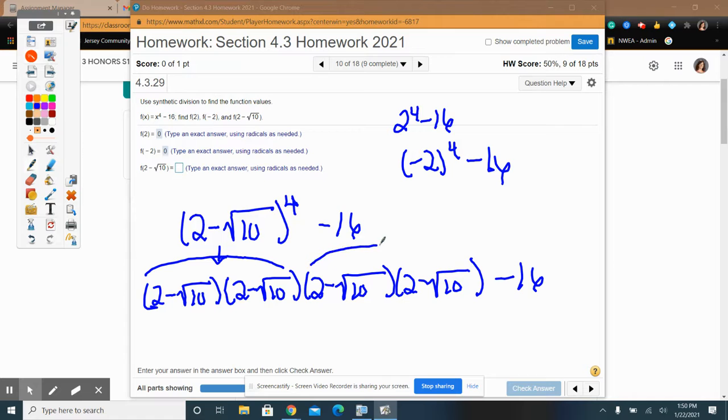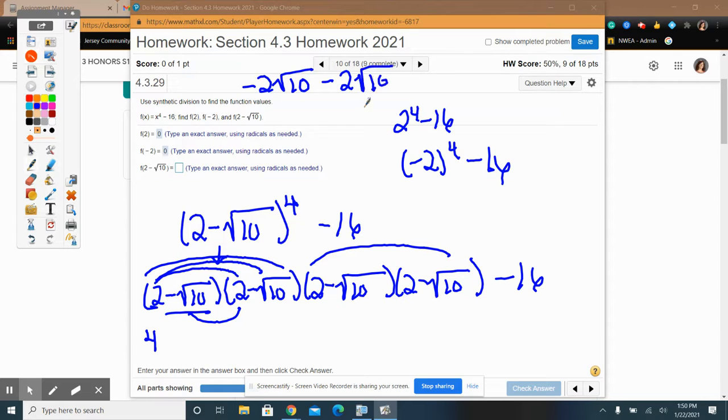Now we're lucky though, because they're 4 of the same, I can just do 2 of these and I'll know that these two are going to be the same thing. So let's just do 2 at a time. 2 times 2, we're going to double distribute. 2 times 2 is 4. Then minus 2 root 10 and minus another 2 root 10. So that's a total of minus 4 square root of 10s.